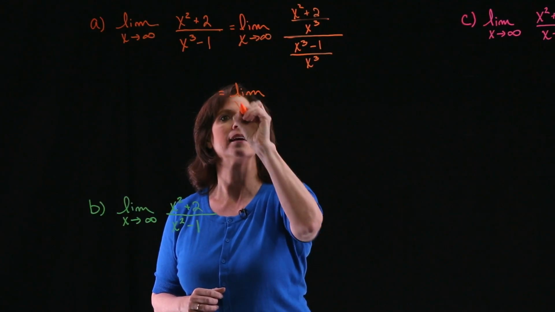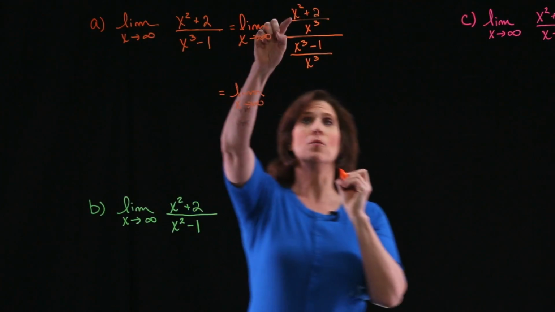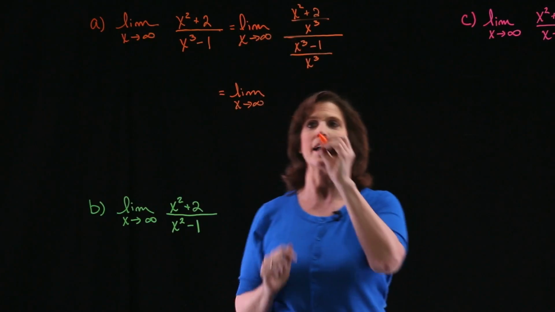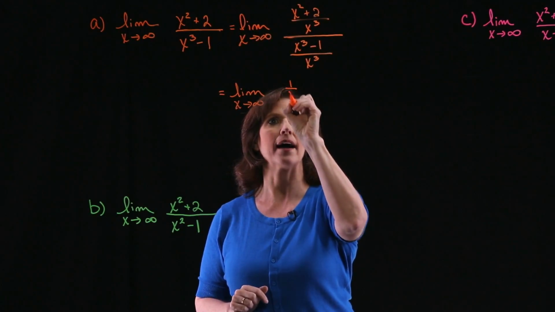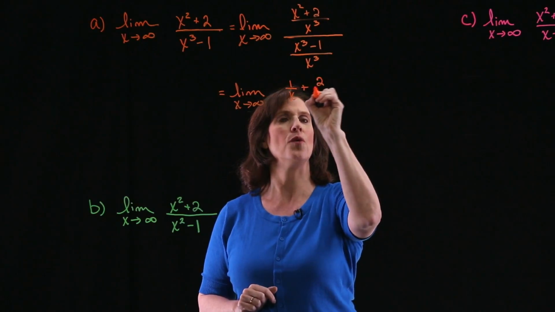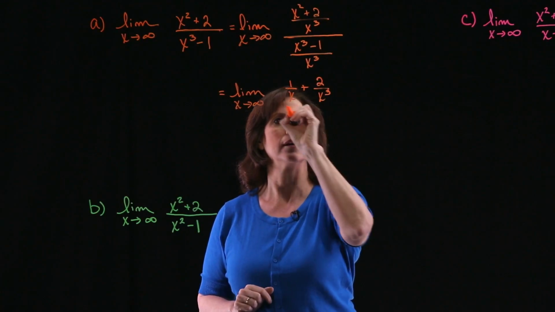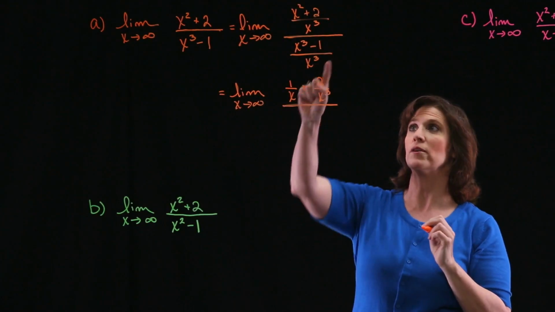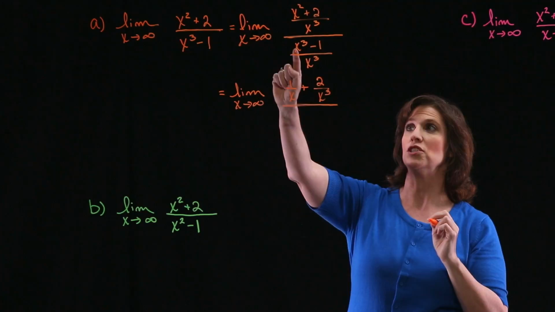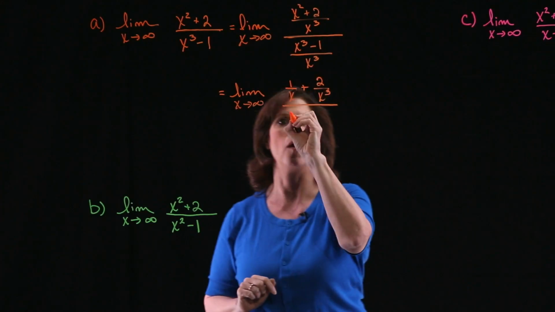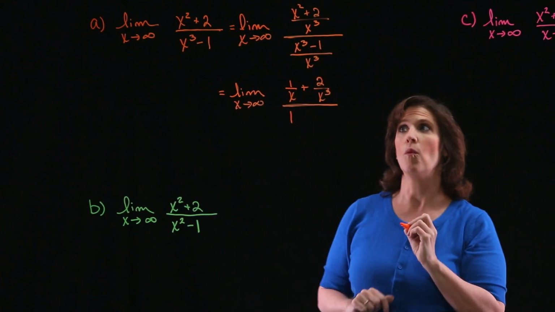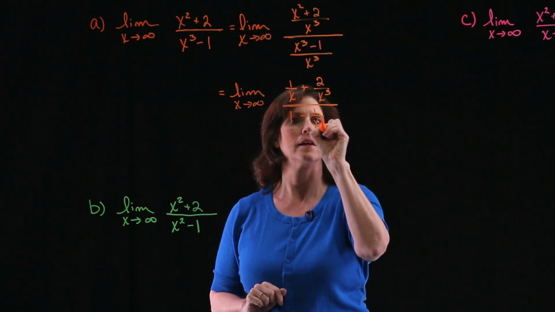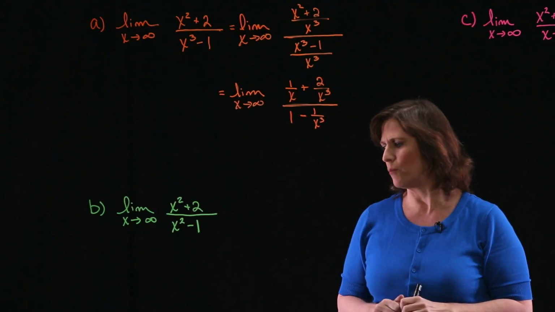Notice that in the numerator, I can split this fraction up into x squared divided by x cubed, which reduces to 1 over x, plus 2 over x cubed. And I can do a similar thing in the denominator. I'm going to split this fraction into x cubed over x cubed, which is 1, minus 1 over x cubed. Now, why was that helpful?